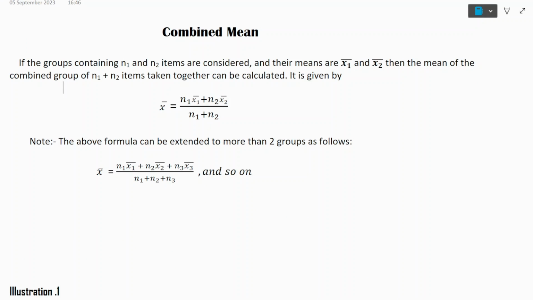In this video, we will learn the concept combined mean and weighted mean, which is part of the topic arithmetic mean. Students, you are suggested to watch lecture 1 of the video series Measures of Central Tendency, which explains the first part of arithmetic mean. You can see the link in the description box below.